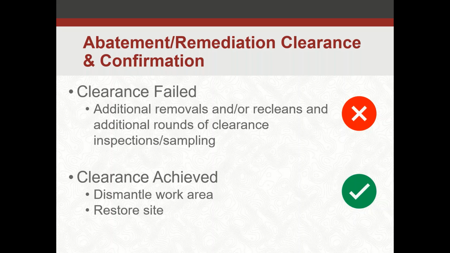So when we do get our clearance, one of two things is going to happen. It's either going to fail or it's going to achieve clearance. If it fails, we have to go back. We have to do additional removals or cleaning, re-cleaning, additional inspections, and additional sampling until we can get that work area to pass. If you continue to fail, you might need to stop work, figure out a different plan, and go back at it when you have something that might work a little better.